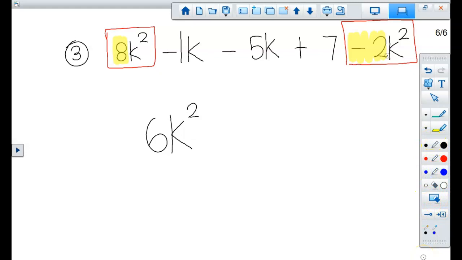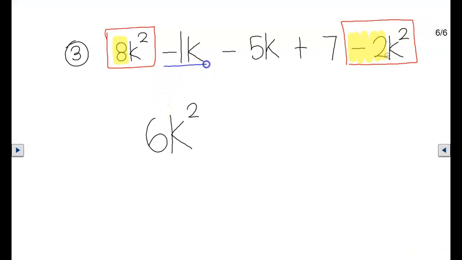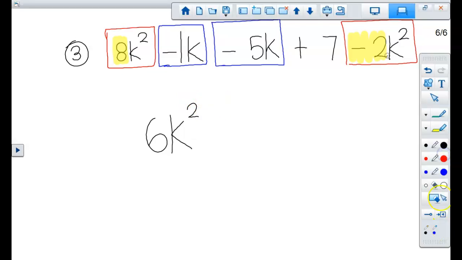All right, let's switch colors. I'm going to go to the next term that I haven't done anything with. That is this negative 1k. Now I want you to notice he has a last name of k. Look at the other terms. Does anybody have that? Right here we have another term that has a last name of k. So I'm going to put a box around minus 5k.